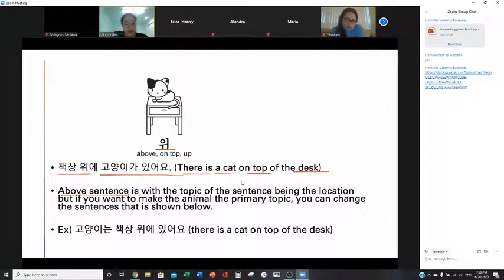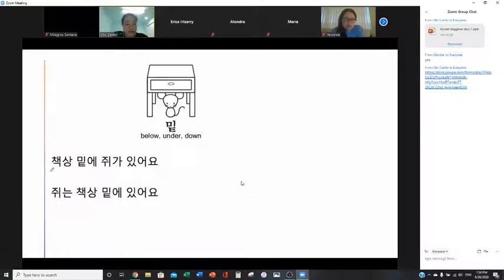So the above sentence has the location as the topic of the sentence, but if you want to make the animal the primary topic, you can change the sentence like shown below. So you can switch these two. If you want to make the animal the prior topic, then you can change it to 고양이는 책상 위에 있어요. This is the same thing.